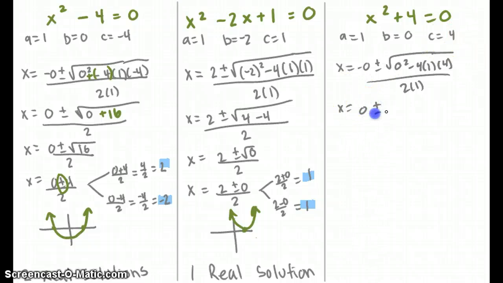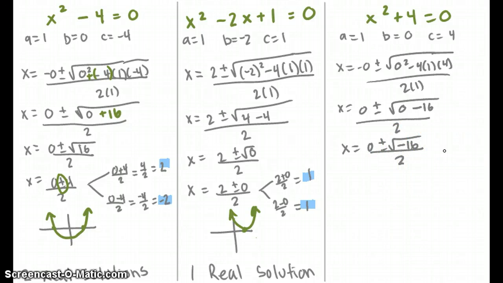So we end up with 0 plus or minus the square root of 0 minus 16 on the inside, all over 2. Or 0 plus or minus the square root of negative 16 over 2. We actually can't square root a negative number and end up with a real solution. It's an imaginary number. Therefore, we say that this one has no real solutions.